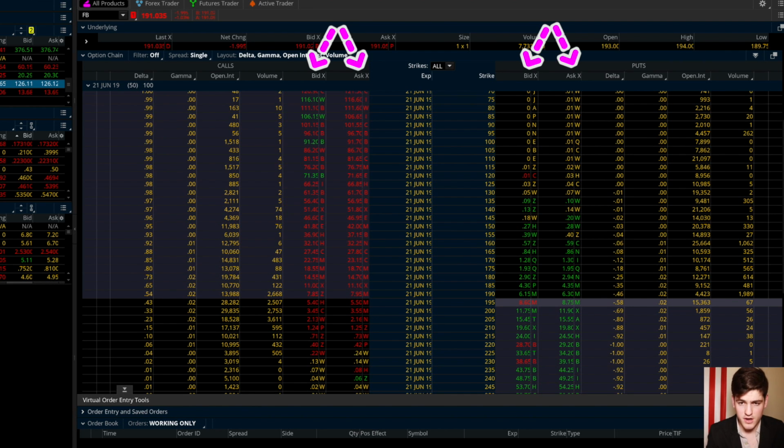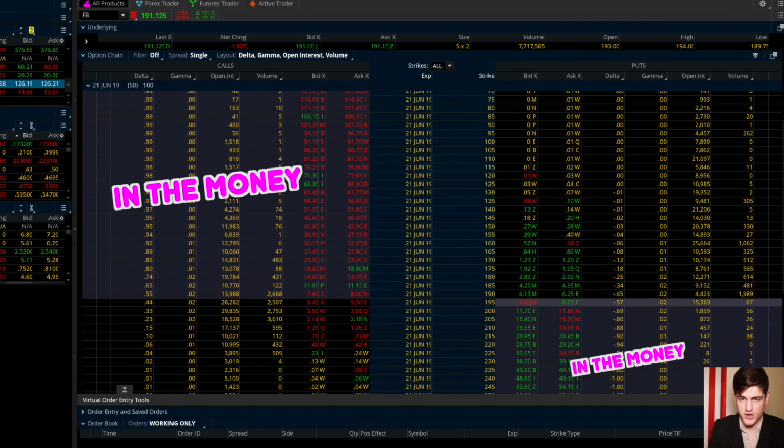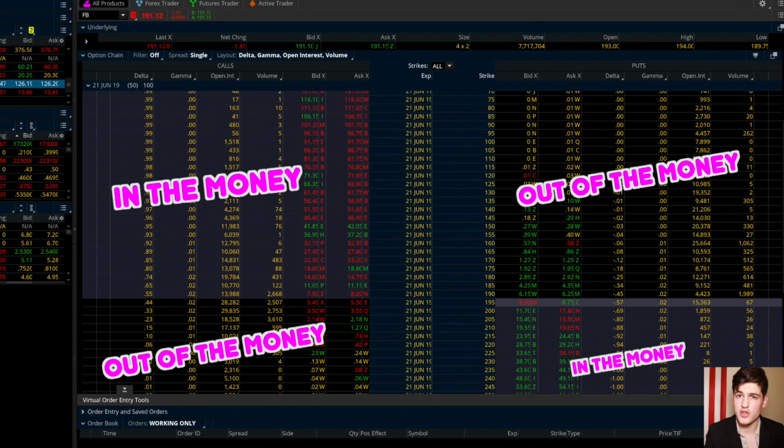Now the highlighted contracts, you'll notice there's a highlighted area and a non-highlighted area. The highlighted contracts are called in the money contracts, and the non-highlighted ones are called out of the money contracts. That's just a fancy way of saying that if you were to execute on the contract now, you would make money. You would be in the money. Your strike price is at a favorable distance based on where the current trading price is.